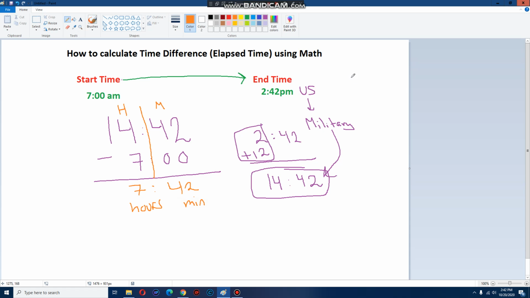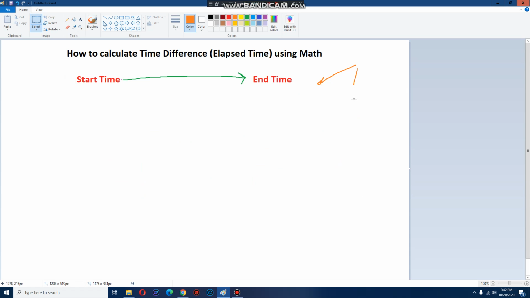As you can see, it's extremely important that you turn the US time into military time. And all you got to do is just add the hours up with 12, and you'll get your military time. Let me give you one more problem, one more example. This is where it requires a little thinking before we can just do the math part. So let's change the start time, something different now.